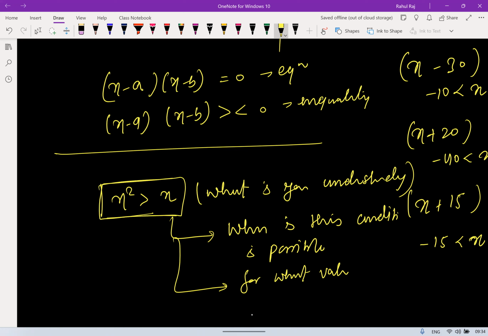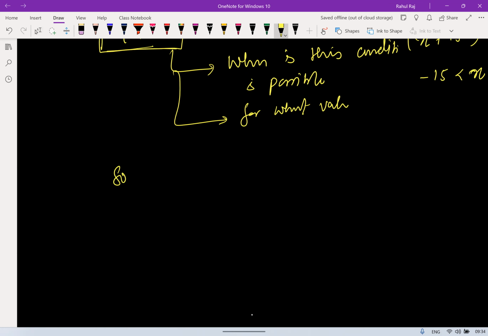But why are you only thinking about that? Because there is nothing written over here, no positive or negative sign given to you. Or imagine if I ask you, Alexa, to solve this inequality equation, x square greater than x. How do you solve this?